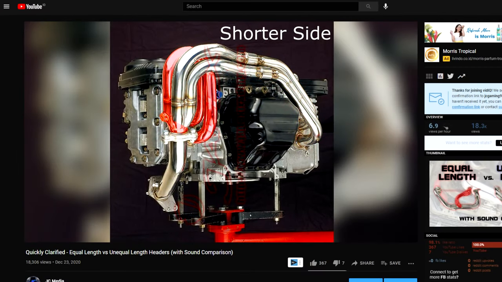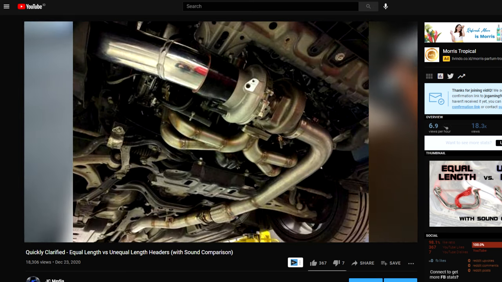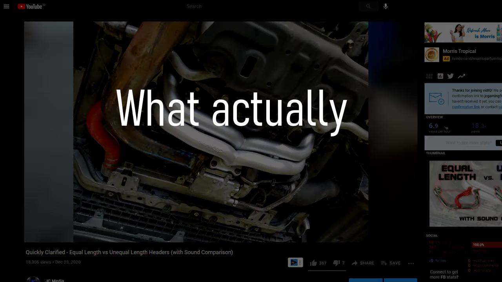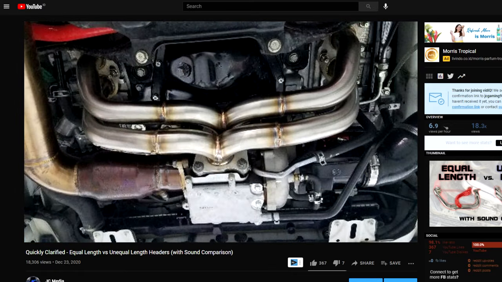In my previous video about equal length headers versus unequal length headers, I briefly mentioned how equal length headers allow for a twin scroll turbo setup to be implemented. However, what actually is a twin scroll turbo? In this video, we'll be going over what that is and what are the advantages and disadvantages of such a setup.